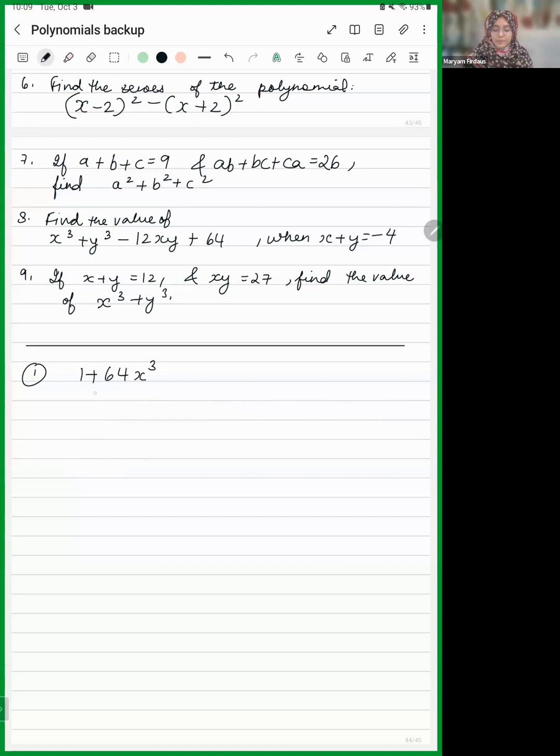Do you remember this one? A cube plus b cube, x cube plus y cube is equal to x plus y into x square minus xy plus y square. Remember this? Who remembers? You all forgot? Okay, flip through your notes quickly and tell me whether I have written it correctly or is it wrong. Avni? Yes, ma'am, going through my notes.